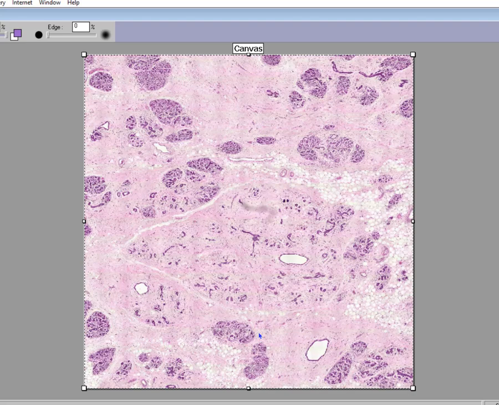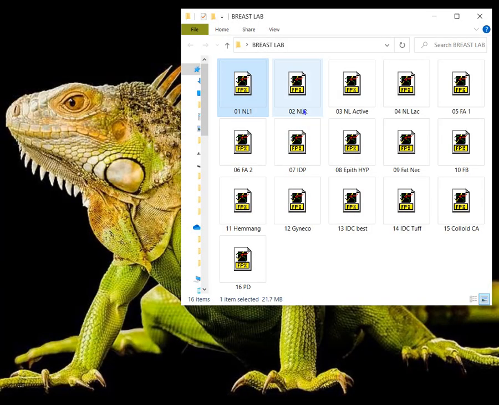Okay, blink your eyes and pretend your brain is your iPhone camera. And now we're going to go to another type of normal breast. And that'll be something I called normal 2.